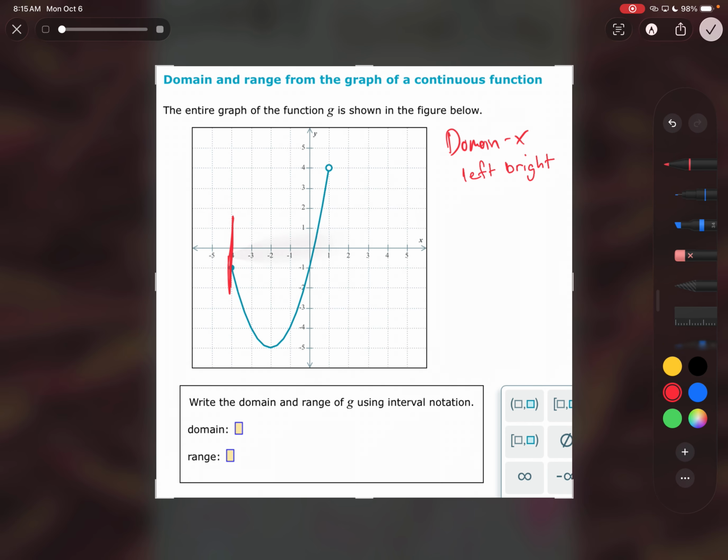The furthest point left on this graph is right here at -4. It is going to be a bracket at -4 because it does equal, because you have the solid dot. And then the furthest point right of this graph is 1, and it's going to be a parenthesis because it is an open circle. Since that is an open circle, you would just use a parenthesis.